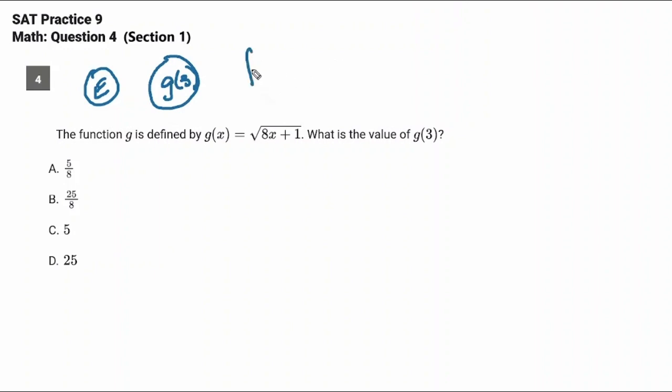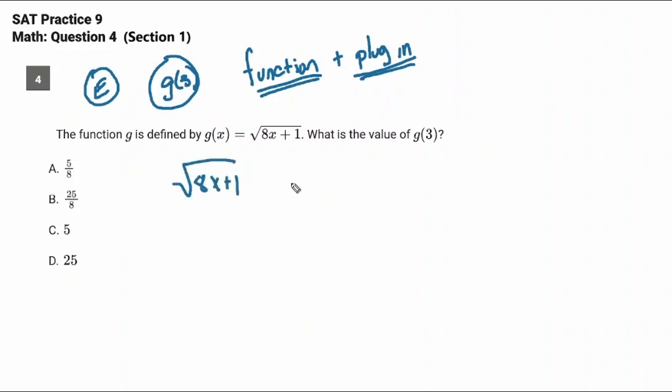And what's the SAT concept here? It's a function. If you think about it for a second, this is also a plug-in. It's just that ETS is telling you to plug in 3. So a function is ETS asking you, can you follow directions? Great, then you can do a function. Write down the function and follow the directions. It's telling you to plug in 3 every time you see an x.